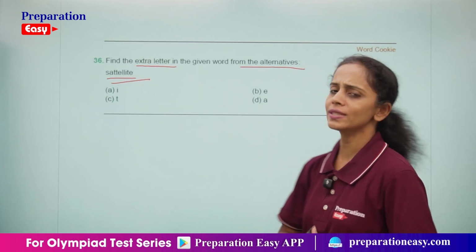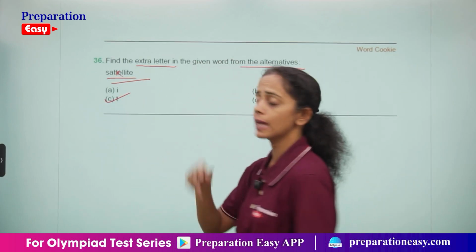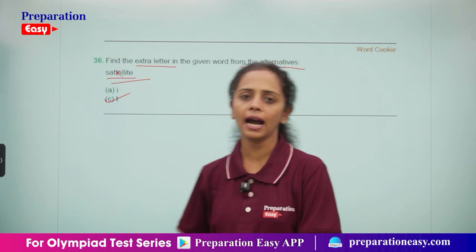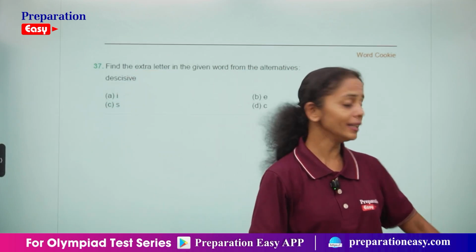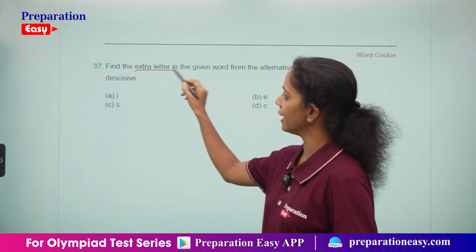It is a spelling of satellite. So in this word, the T is extra. The spelling of satellite is S-A-T-E-L-L-I-T-E. So don't get confused. Find the keywords first. Again, you have to find the extra letter.